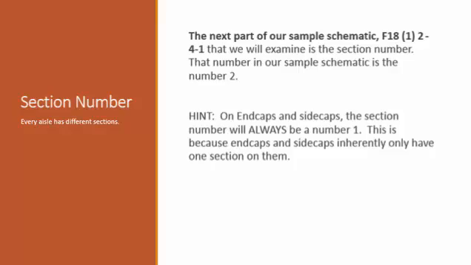As you went through our store tour, our orientation guide also showed you that there are end caps and side caps in the store. End caps are the front and back displays on each aisle, and side caps are on the side, little extra displays in the middle of the aisle, but kind of on the side of the aisle. Those are always going to have section number 1. That's because end caps and side caps inherently only have one section in them.